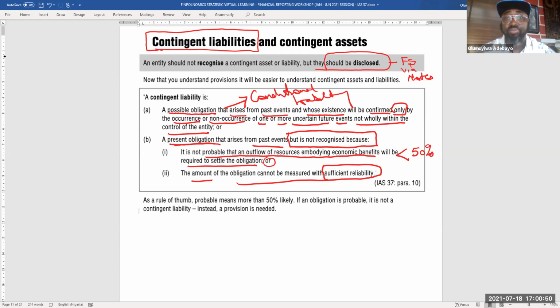Does that make sense to us? Does that make sense to us? Yes. Okay, now let's look at practical example as given by the standard.